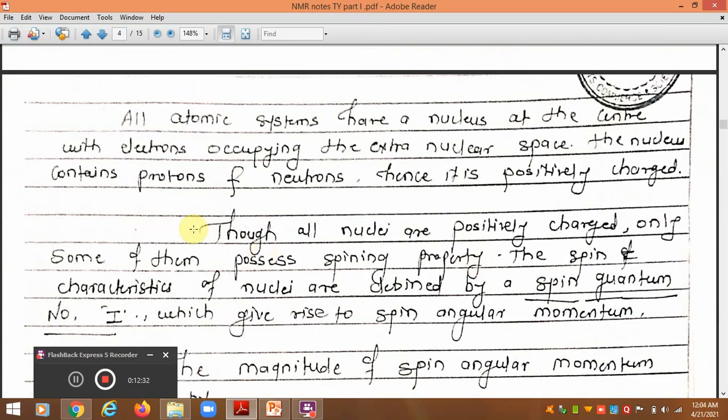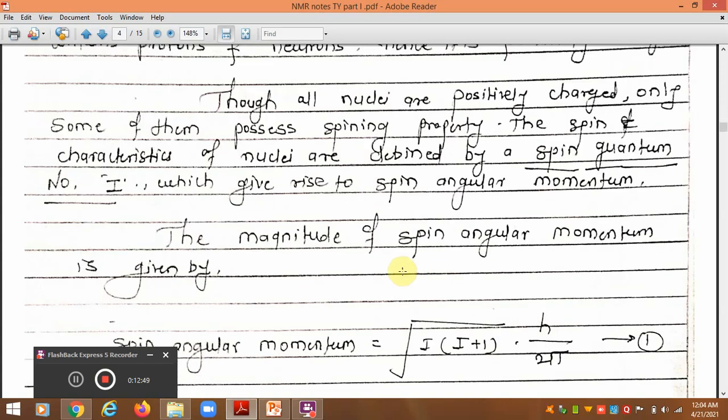So all atomic systems have a nucleus at the center with electrons present in the extranuclear region around the nucleus, and the nucleus contains, as I already told you, protons and neutrons. Hence the nucleus is a positively charged species. Though all nuclei are positively charged, only some of them possess a spinning property. It means that not all nuclei have spin.